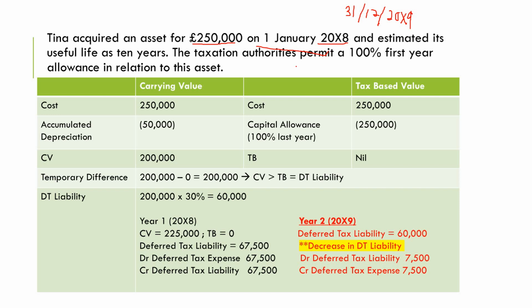So before we look at the treatment for the first year and second year, the step is still the same. The first step is for you to find the carrying value of the asset for 31st December 2009. Alright, so the cost of the asset is 250,000. The useful life is 10 years.